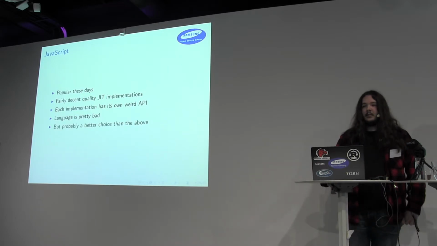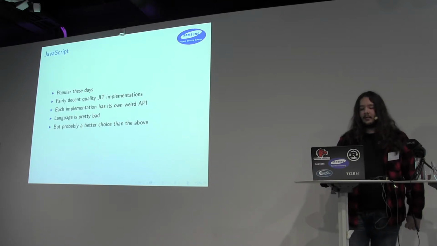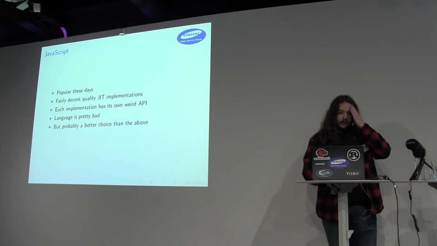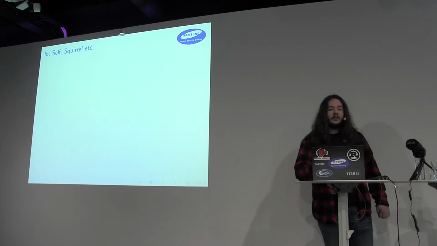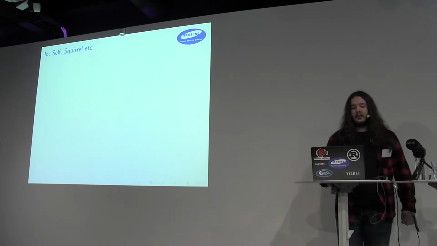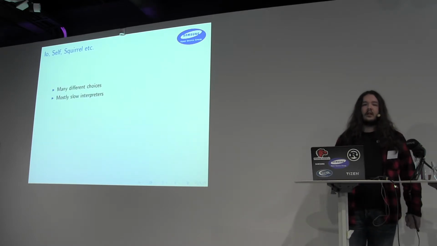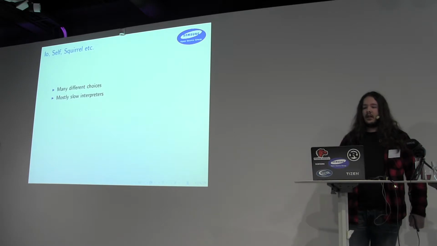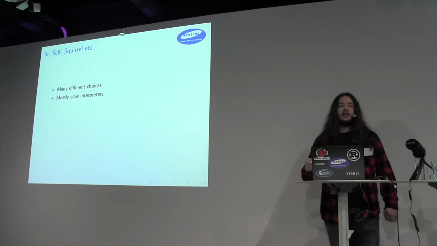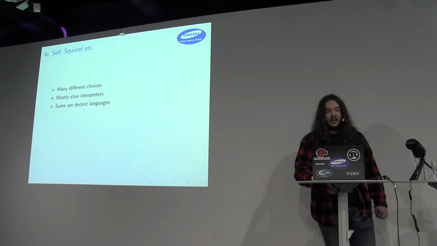So it's still probably a better choice than the previously mentioned ones for this particular thing, because it can be embedded fairly easily. But still, there are a few others, like Io, Self, Squirrel, and the others. There are a lot of choices, but most of these are interpreters, fairly slow, mostly slower than, say, the Lua interpreter. And some are decent languages.